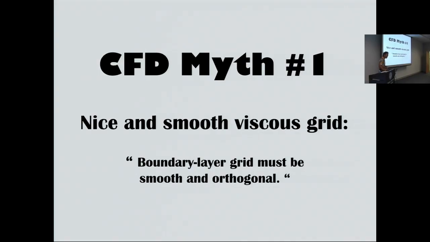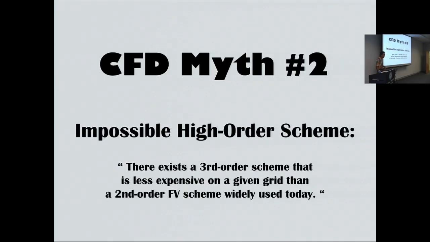But the biggest myth I've ever heard is myth number 2, the impossible high-order scheme. It says there exists a third-order scheme that is less expensive, cheaper, on a given grid than the second-order finite-volume scheme widely used in practical CFD codes today. It's impossible, because on a given grid, to get third-order accuracy, you have to do something extra. It's extra work, so it cannot be cheap. But there are people who really believe this: yes, there exists such a third-order scheme. So it sounds very much like a myth.